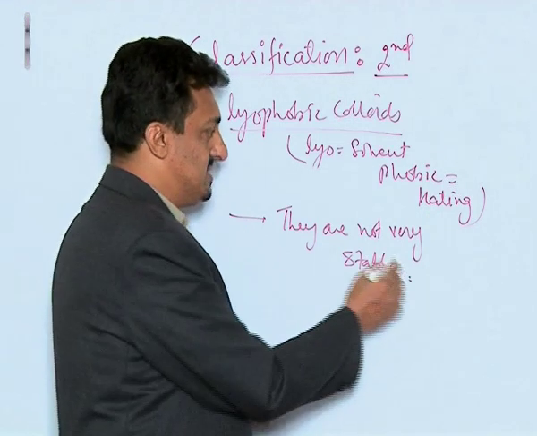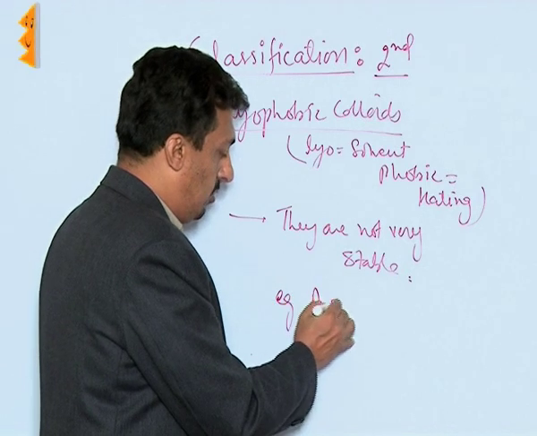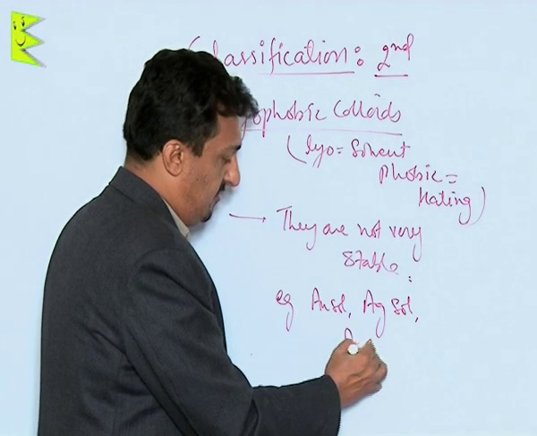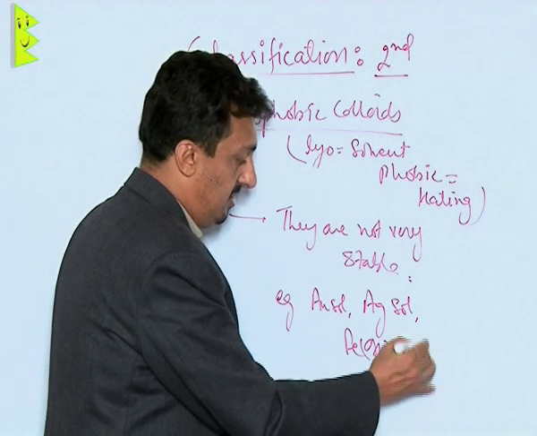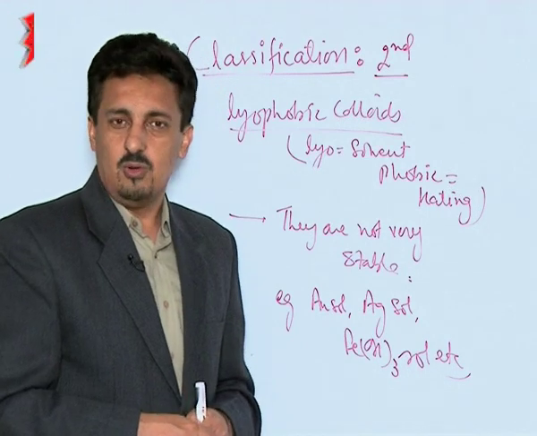So these are the basic properties of lyophobic colloids. The examples are your gold sol, silver sol, ferric hydroxide sol, etc. All these are examples of lyophobic colloids.